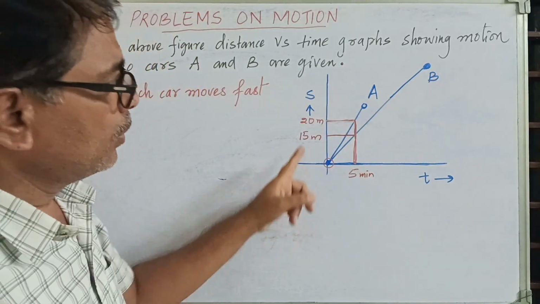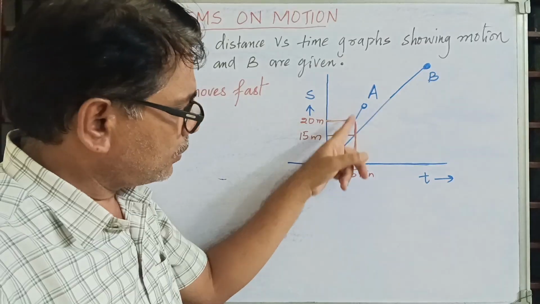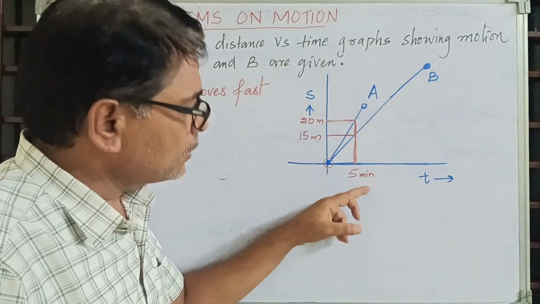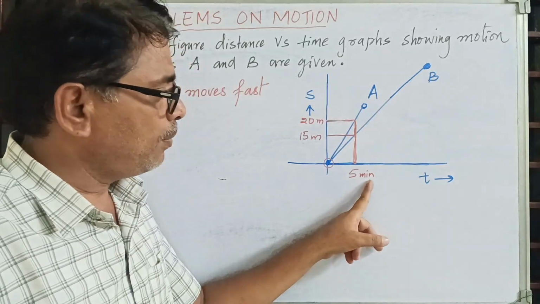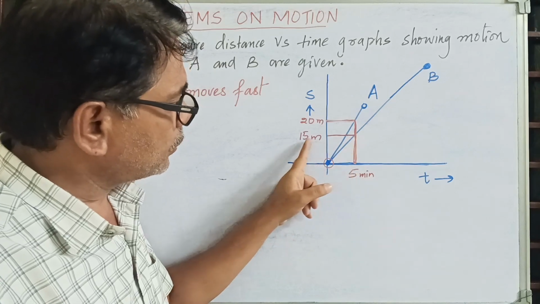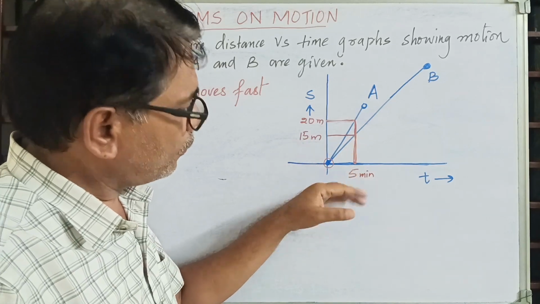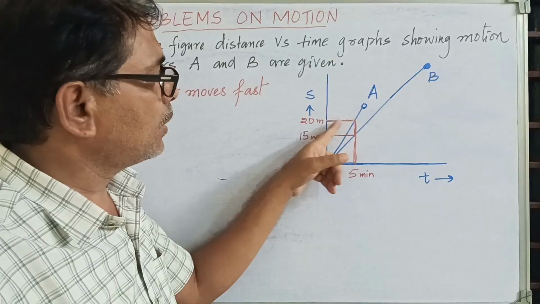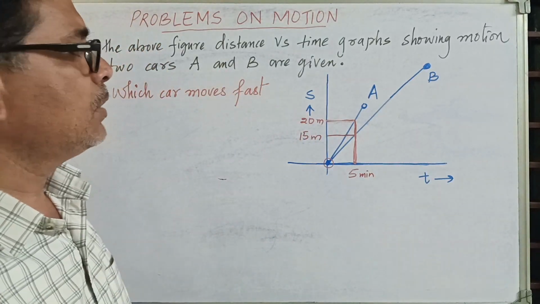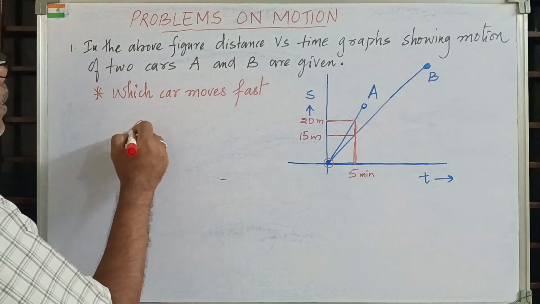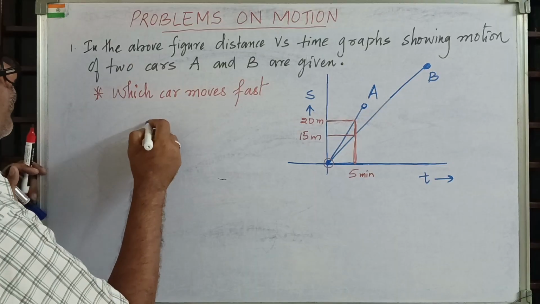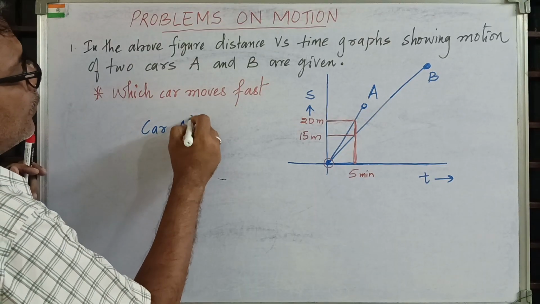Still once again I will tell you. You are drawing a straight line to A and then down to the x-axis where you have taken time. You take it on your account like 5 minutes. So after 5 minutes, car B is at a distance of 15 meters, while for the same 5 minutes, car A is at a distance of 20 or more than B. Therefore, car A is said to be traveling fast. So car A, I'll write down with the other pen. Car A is traveling fast. Answer: car A is traveling fast.